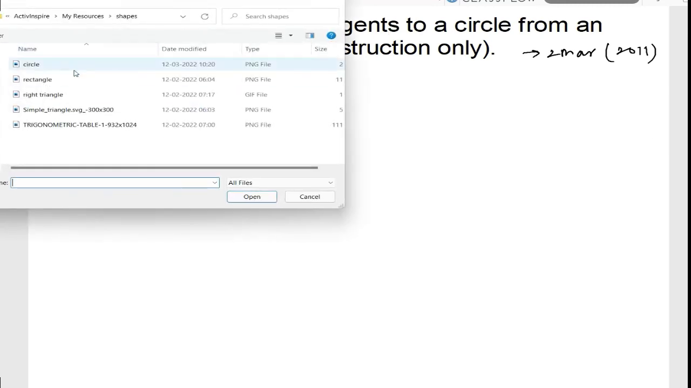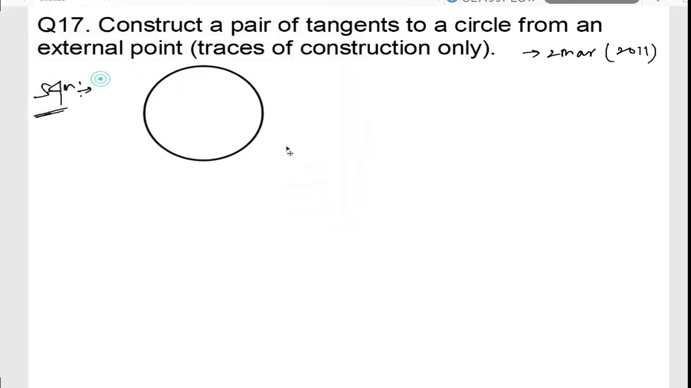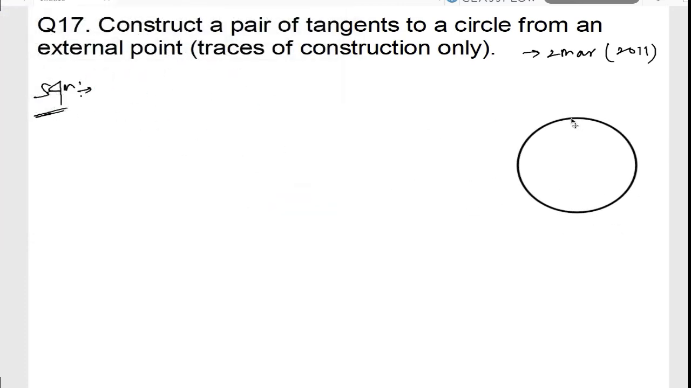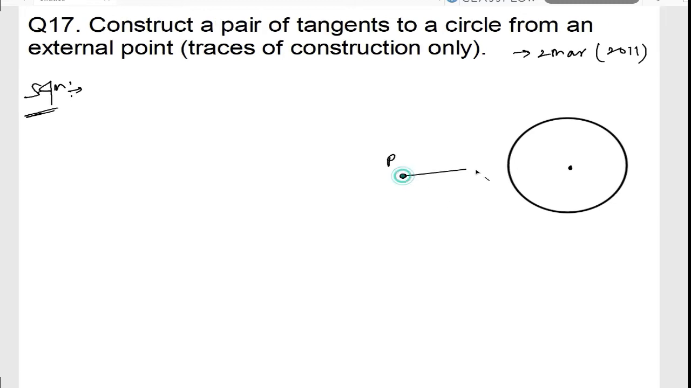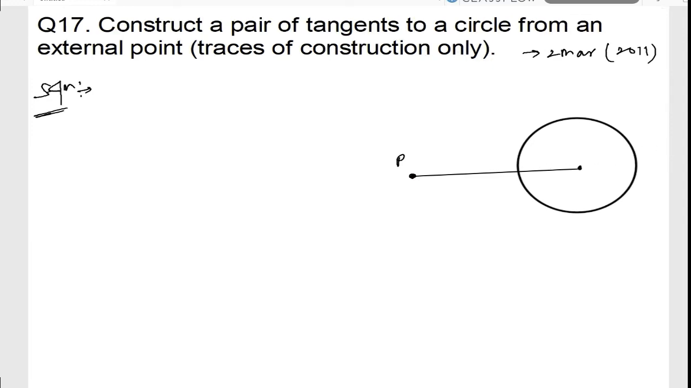So let me take a circle. This is my circle. Now I need to draw a tangent to this circle from an external point. First draw a circle, second define an external point. Let's say this is the center of the circle, and this is the external point P from where you are going to draw the tangent. Now join these two points. Done with this, right? Now what is the next step? I cannot find a compass here, but let me see if I have one.